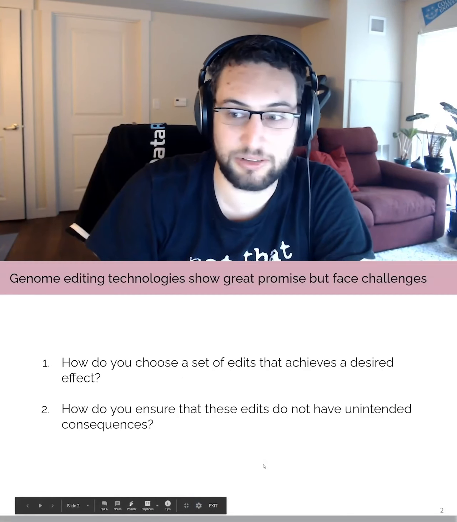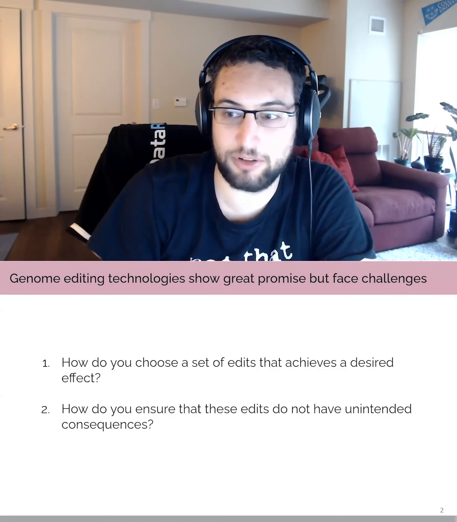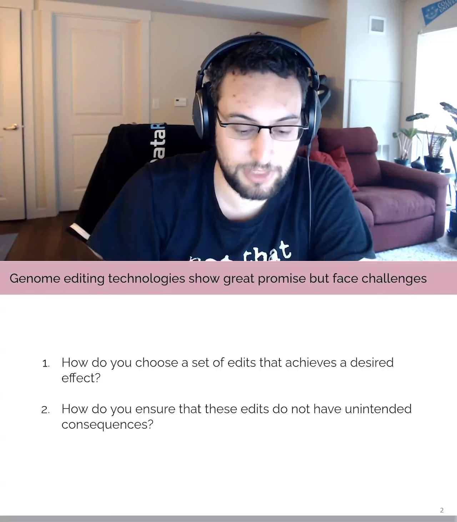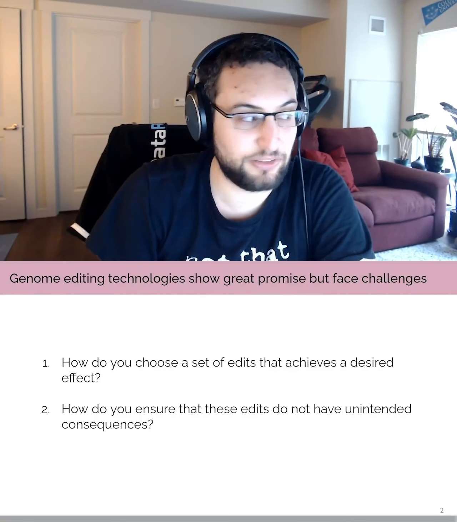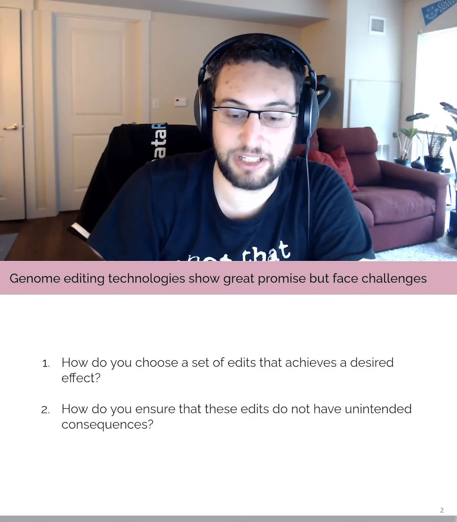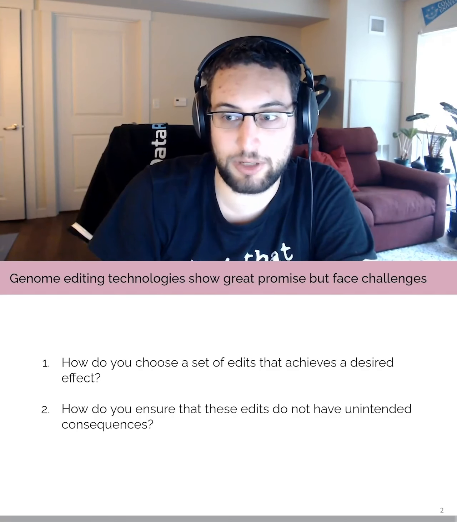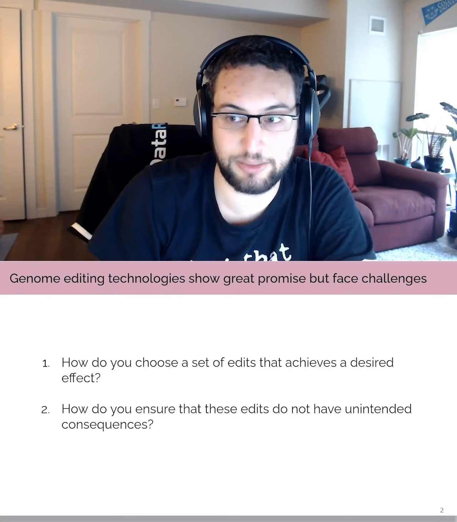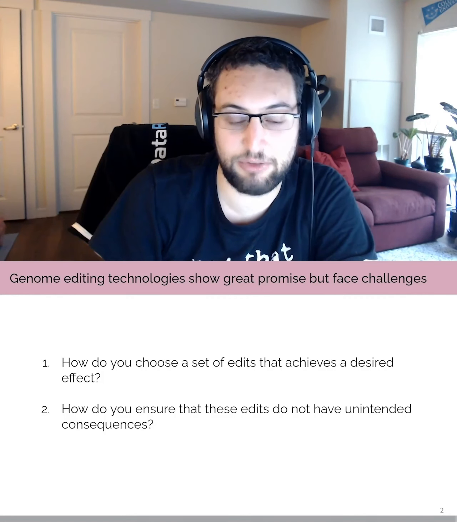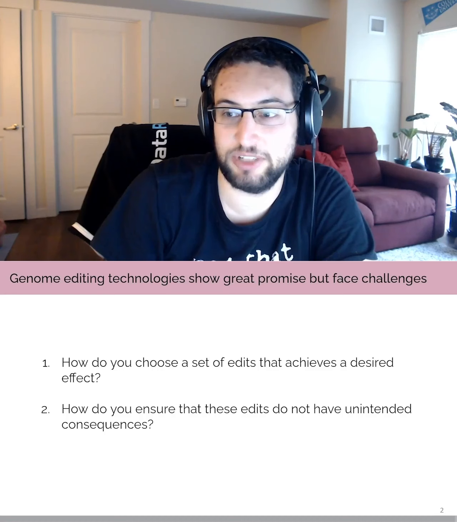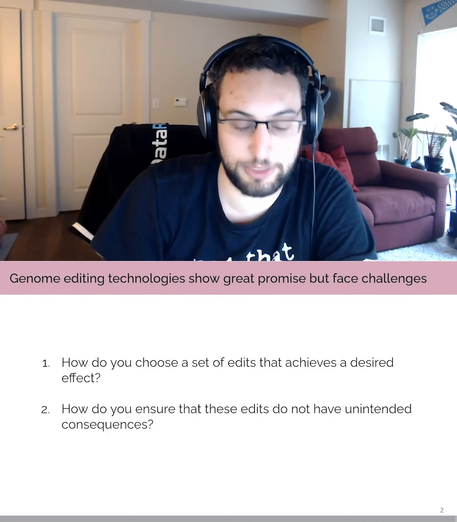So genome editing technologies have gotten increasingly more powerful and precise in recent years. However, they leave open two major challenges. The first is identifying the set of edits that you would want to make in order to achieve some desired effect. For example, if you want to block the binding of a particular protein at some site in the genome, what edits do you need to make in order to prevent it from binding there? If you want to knock out a region of open chromatin, what nucleotides do you need to change in order to make it closed chromatin?